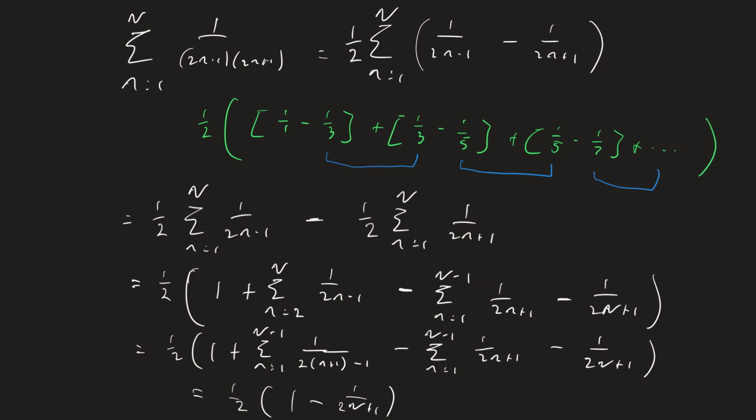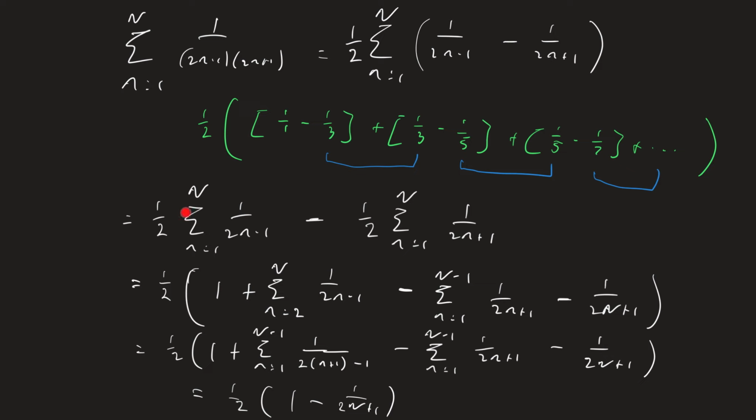And the key point is that when one term has a minus 1/3 here, the next term has a plus 1/3 here, and they cancel out. And when the next term's got a 1/5 here, it's cancelled out by the following 1/5 here. And so we can write down almost immediately that this is equal to, well, a half out the front, of 1 minus 1 on 2n plus 1, because all the other terms cancel out.